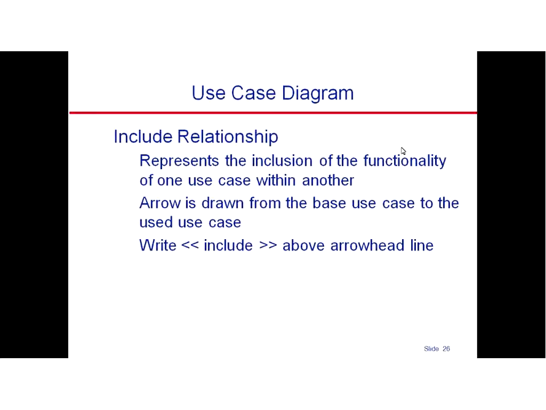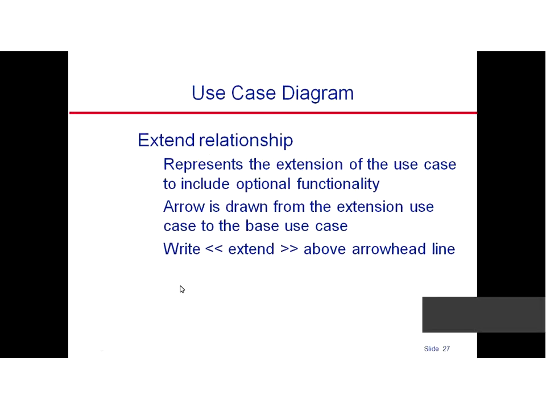Now in a use case diagram there is another relationship which is the include relationship. It represents the inclusion of the functionality of one use case within another. So the arrow is drawn from the base use case to the used use case. You understand it? Because the name is just include. So you are including the functionality of one in the other. Write include above the arrowhead line.